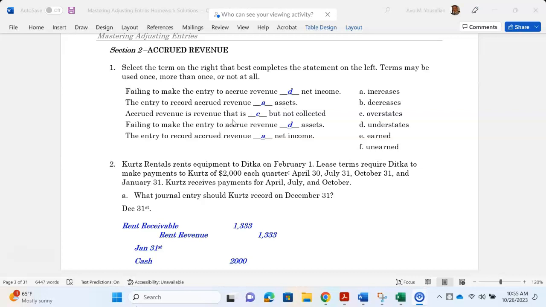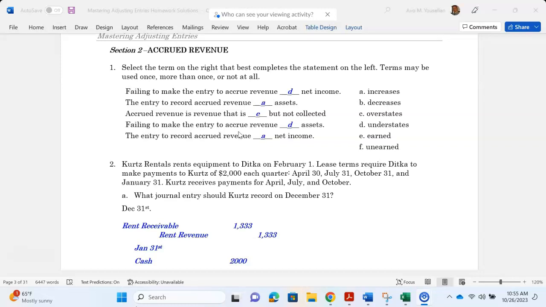Accrued revenue is revenue that is earned but not collected. So if a revenue is accrued, that means it's earned. It happened already. It's completed already. But it's not collected until you send an invoice. You recognize that, which is debit accounts receivable, credit revenue. So revenue is recognized. You have accounts receivable. You will collect it one day, but for now it's just accrued.